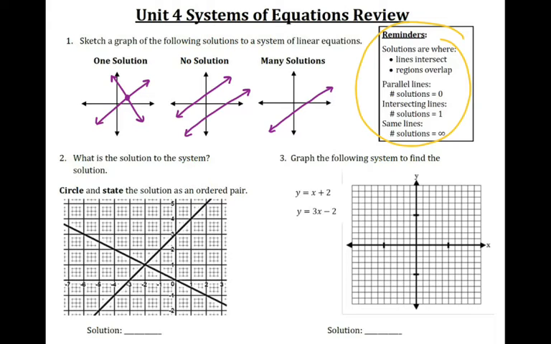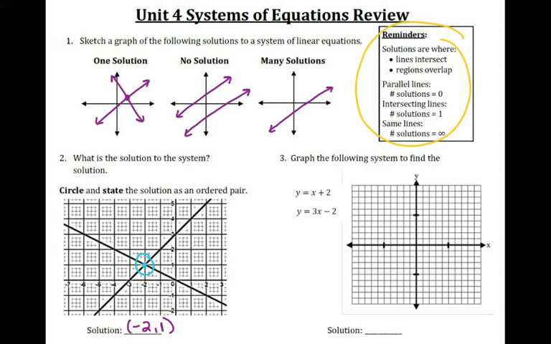So if I look at number 2, it says, what is the solution to this system? Since I do have my two lines already graphed, I can circle where my intersection point is, and I can actually write down what that ordered pair is, and that is at -2, 1. So my solution for that system is at -2, 1.